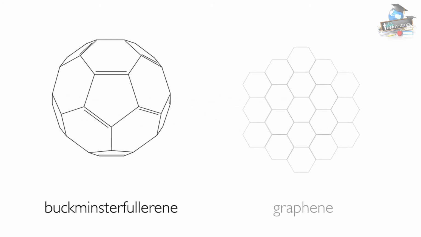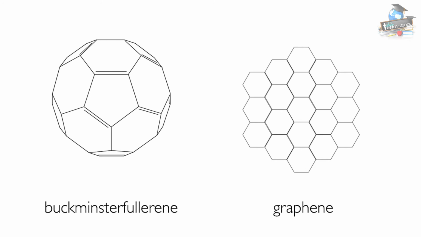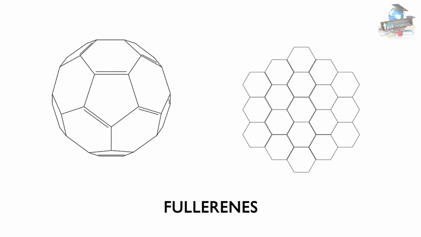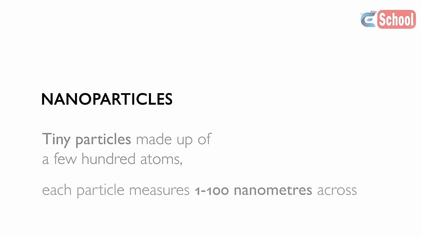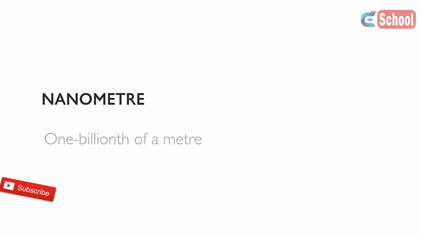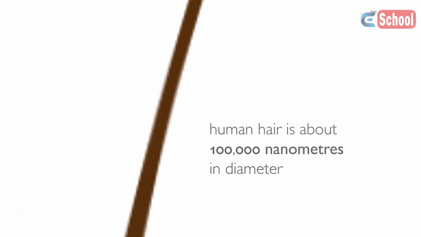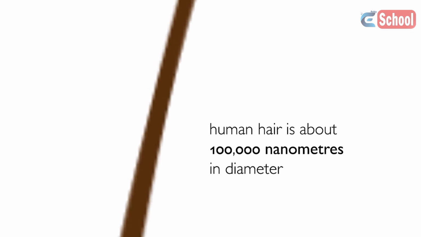So far, we have encountered two examples which both share a common theme: the fullerene. Fullerenes hold a special importance in nanoscience, a relatively new area of science which involves the study of nanoparticles. Nanoparticles are tiny particles made up of only a few hundred atoms. They can measure between 1 nanometer and 100 nanometers across. A nanometer is a billionth of a meter. To illustrate how small this is, a human hair is about 100,000 nanometers in diameter.